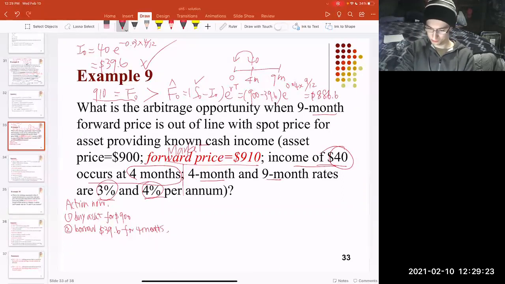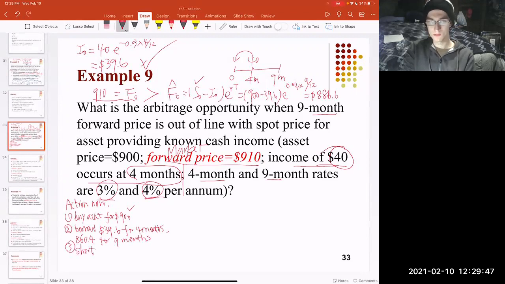And another long-term loan, because you need $900 total, so the difference is for the long-term loan: $860.4 for 9 months. How to get that number? The difference between 900 and 39.6. Okay, so you're going to have 2 loans, and then you're going to do a short, right?